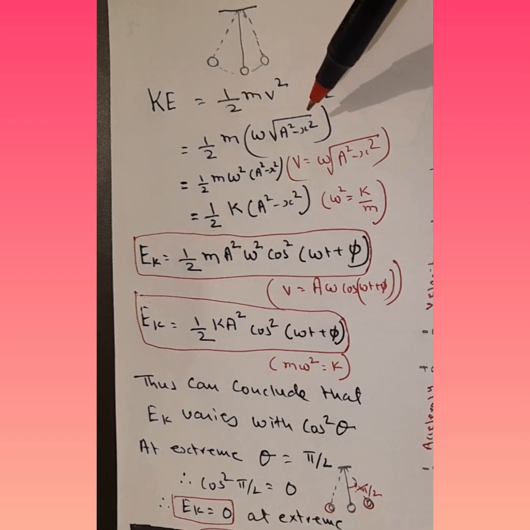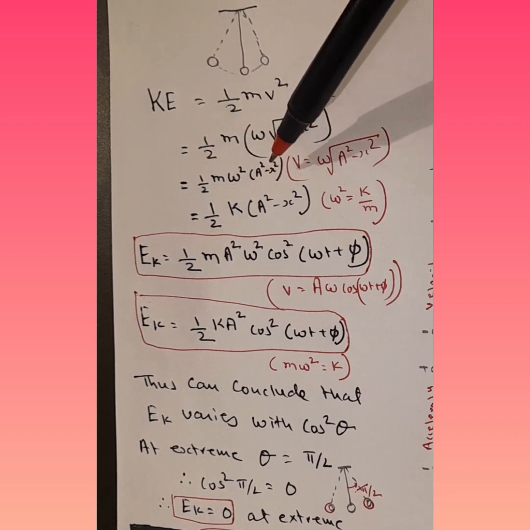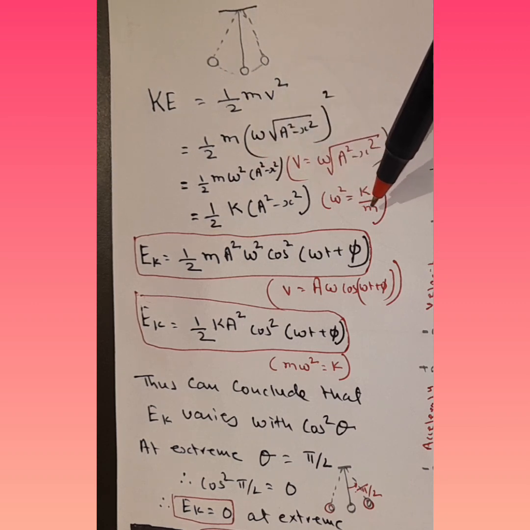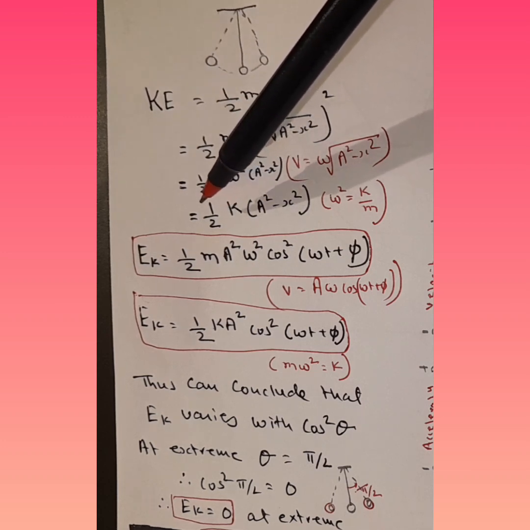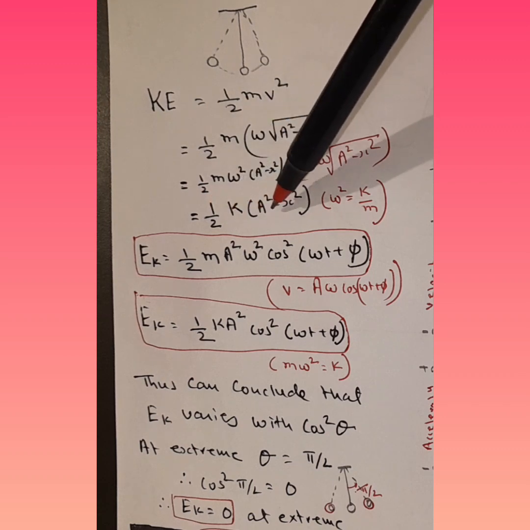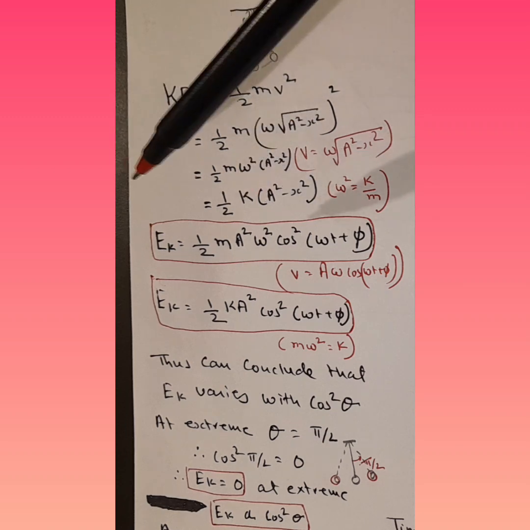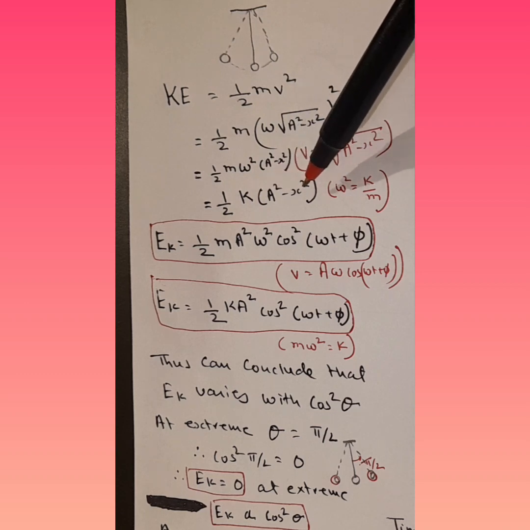Now, so what is it? If we square this, it becomes omega square and the root goes off, so the formula turns out to be half m omega square times a square minus x square. Now we also know that omega square is equal to k over m. So instead of omega square we can write k over m. M gets cancelled, so our formula takes the form of half k, a square minus x square, where k is the proportionality constant. So the formula that we now have is half k a square minus x square.